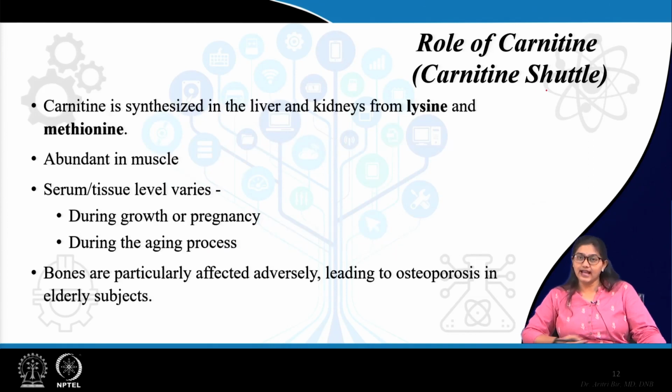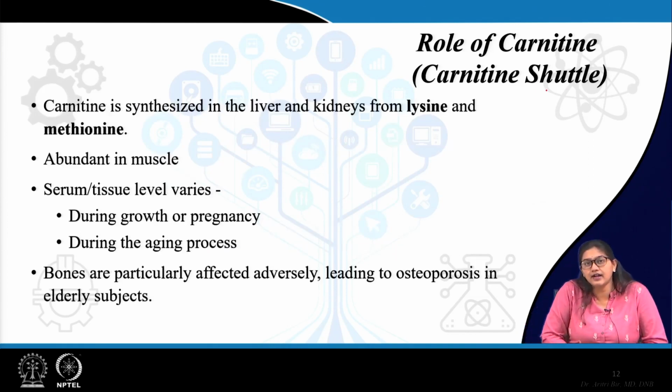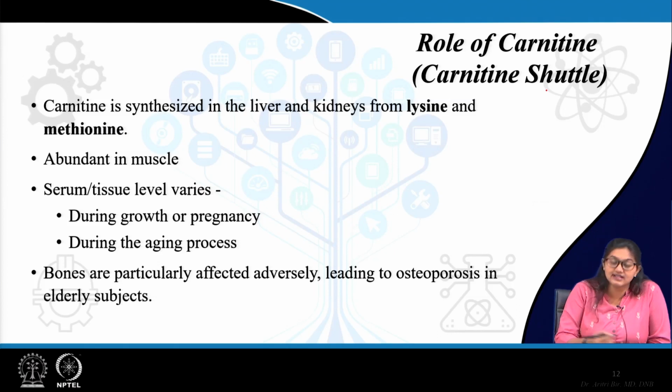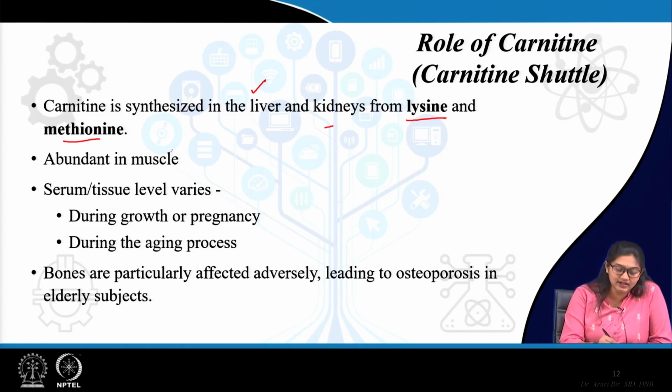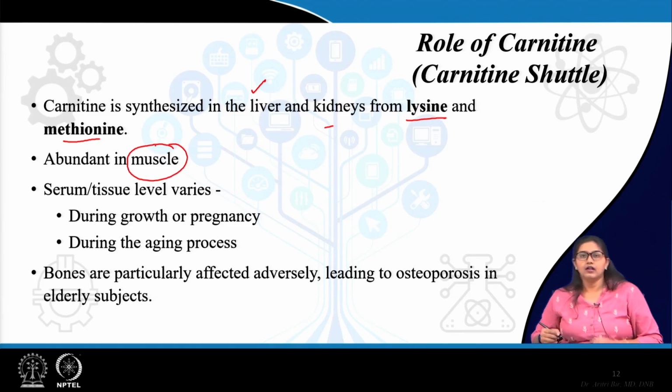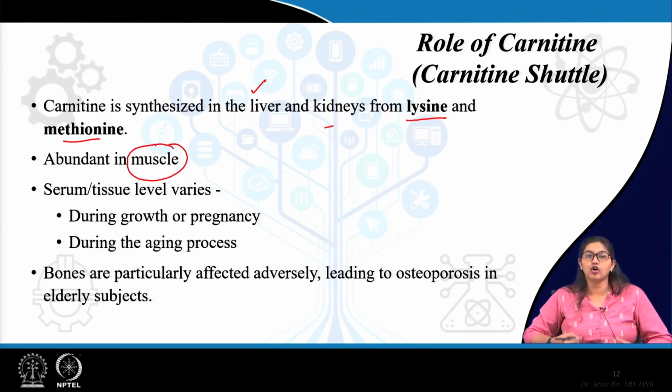Before that, regarding carnitine, a few points you need to remember. It is synthesized from the amino acids lysine and methionine, very important for the MCQs, synthesized mostly in the liver and also in the kidney. It is abundantly present in muscle.